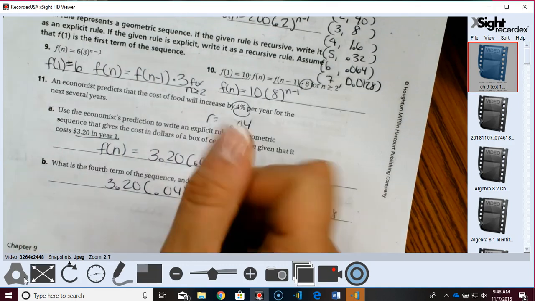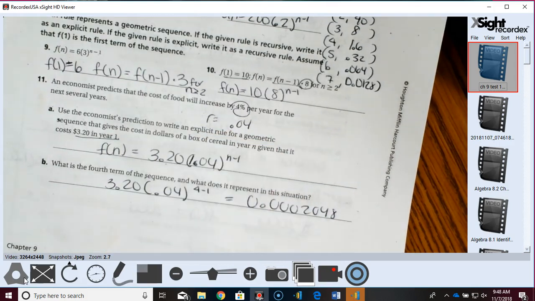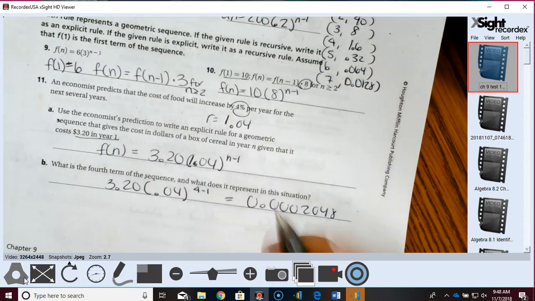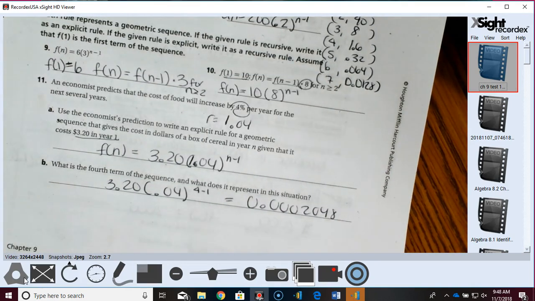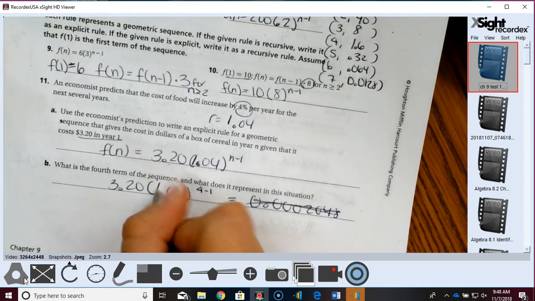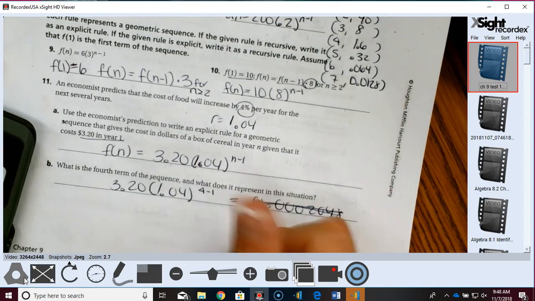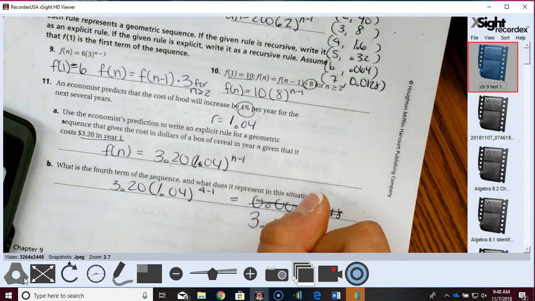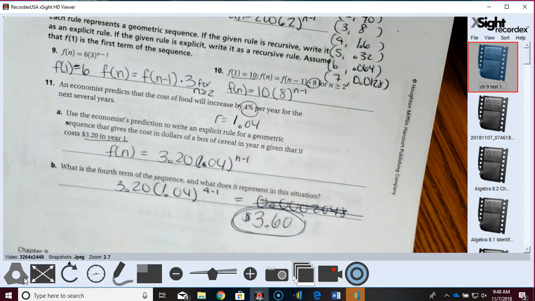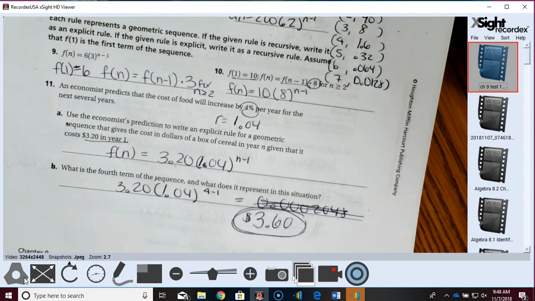Oh, duh. It's increasing by 4% each year. So it's 104% that I'm looking for, right? I knew my answer didn't sound right. I'm like, how is that possible? That doesn't make sense, because it's 104%, right? It's 4% more than the original. So 1.04 to the third times 3.20. That's 3.599, so it's going to be $3.60. That makes way more sense. Year 4, the cost of the box of cereal is $3.60.